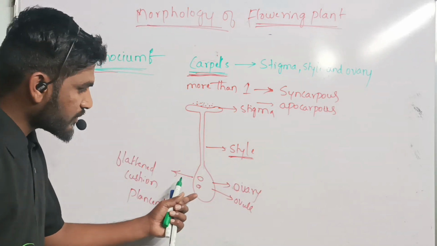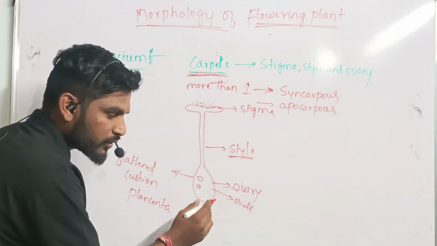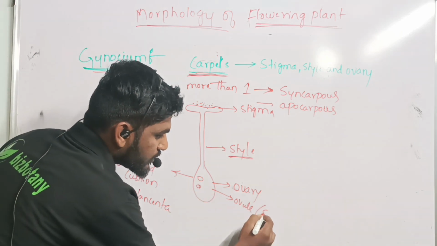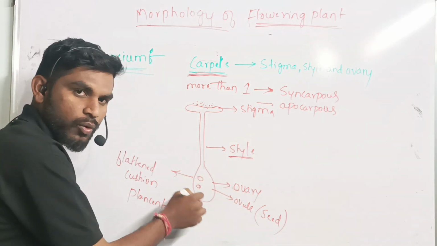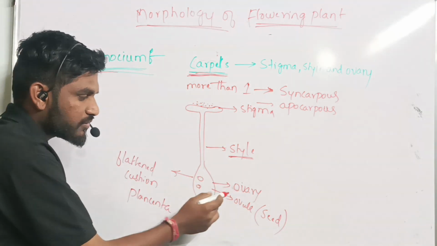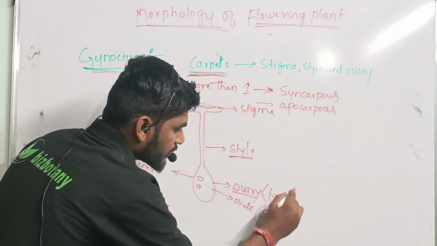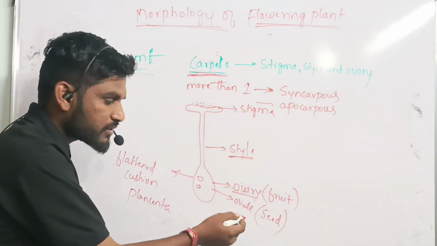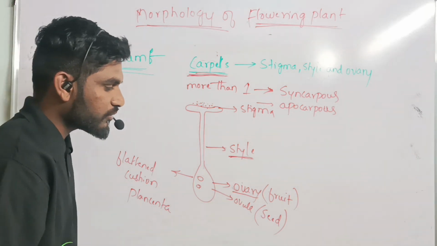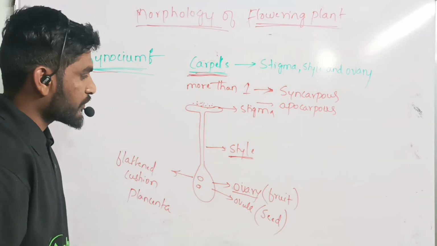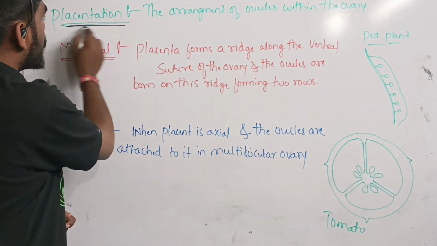After fertilization, the ovules present inside the ovary develop into seeds, and the ovary matures into a fruit. These ovules will be converted into seeds after fertilization. Similarly, this ovary will be converted into the fruit part. Next is placentation. What is placentation?